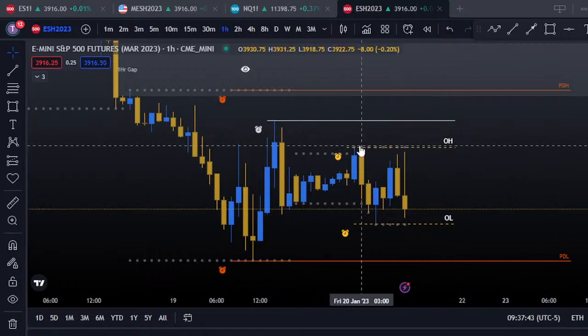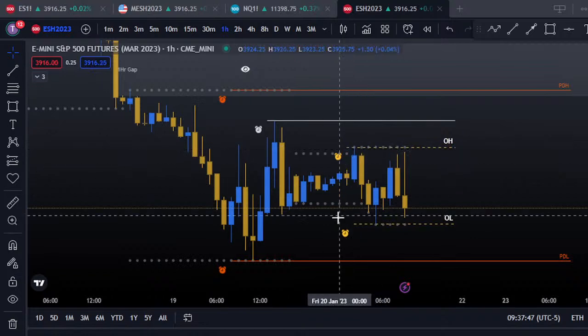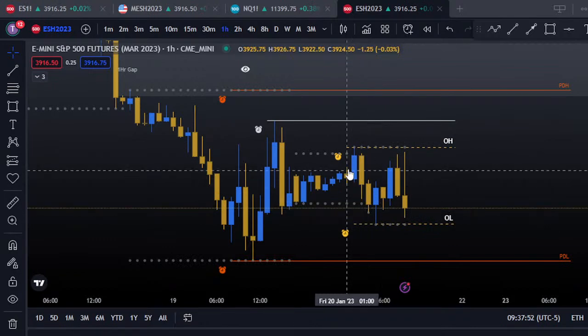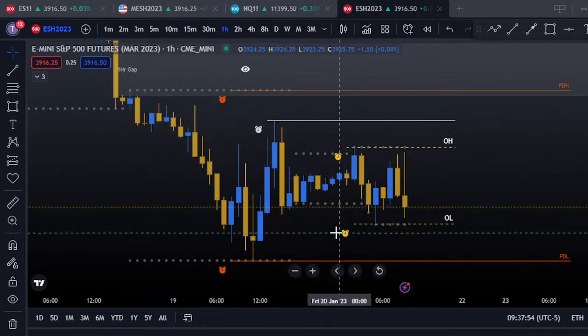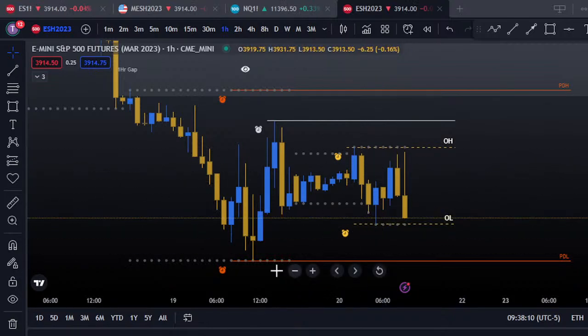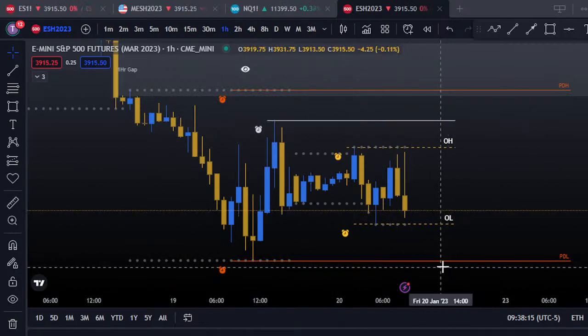So I mark off swings, the overnight high from midnight to 8 a.m., and the overnight low. I set alerts in case I have to move away from the computer, because I don't trade on TradingView, I just chart on TradingView. I trade on NinjaTrader, so I like alerts set on TradingView to let me know to get back to my computer. But I look for the overnight low or the overnight high to be taken, or a previous day low or previous day high to be taken.